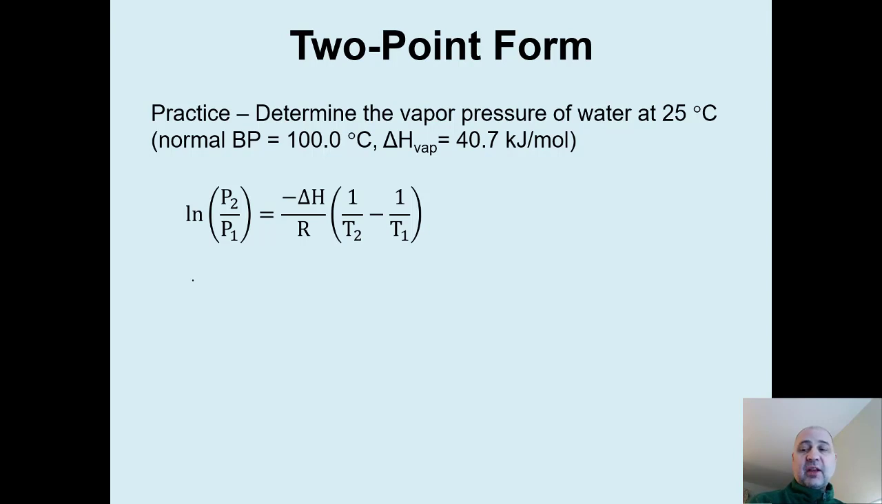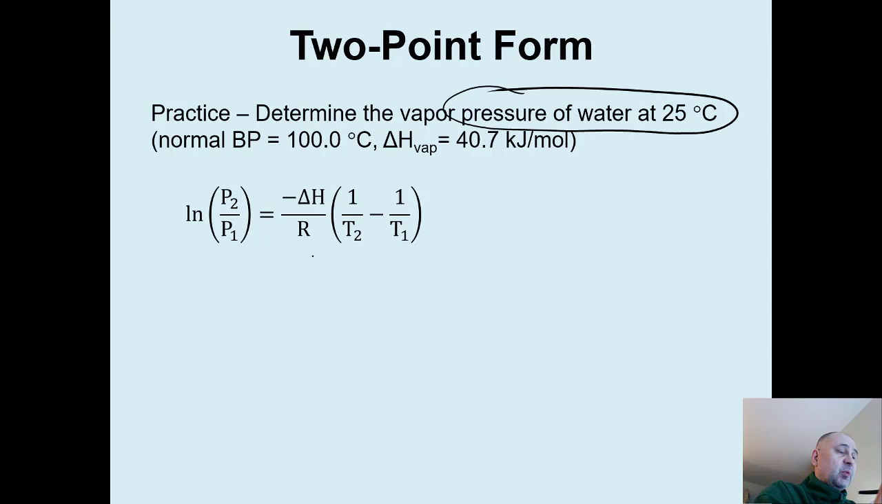20.7 kilojoules per mole, as we know already, is the delta H of vaporization, the energy required to boil 1 mole of water at the boiling point, 100 degrees. But they're asking for the vapor pressure of water at 25 degrees. All right, and they give you the normal boiling point and the delta H of vaporization. So we have everything, plus we know what R is. We have everything but P2, and we're given the 2 temperatures.